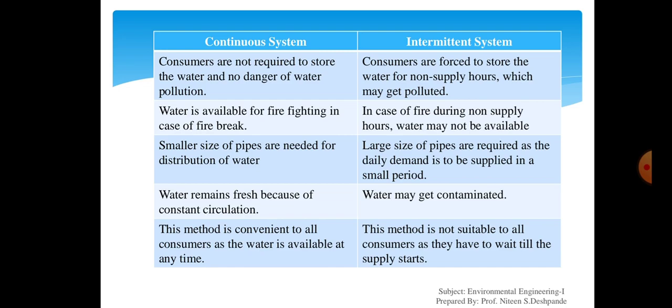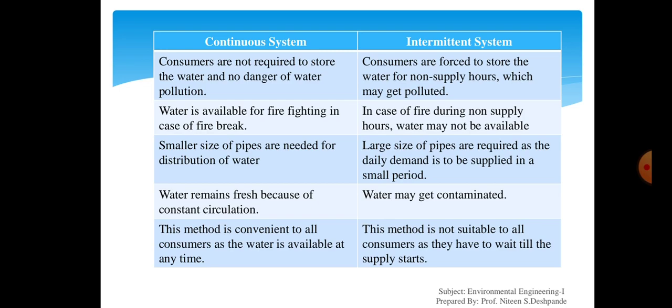Then in case of the continuous system, water is available for firefighting in case of a fire break, because enough quantity of water is available. And in case of the intermittent system, in case of fire during non-supply hours, water may not be available. So this is a very important point. Third point is, smaller size of pipes are needed for the distribution system as far as the continuous system is concerned, and in case of the intermittent system, large size of pipes are required as the daily demand is to be supplied in a small period.